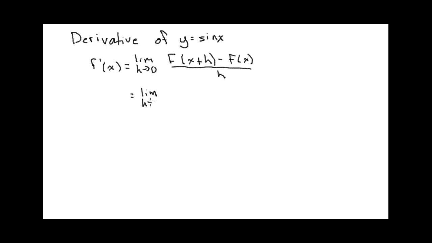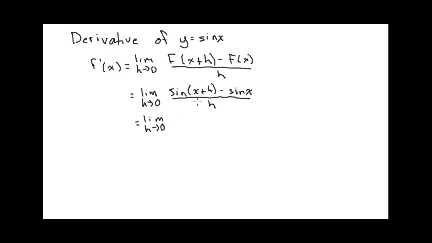So we'll put that into this function: sine of x plus h minus sine x, all divided by h. So now you might look at that and say, okay, well, direct substitution is not going to work. I'd end up with 0 over 0. So we obviously have to simplify this in some way. So the question is, how are we going to do that?